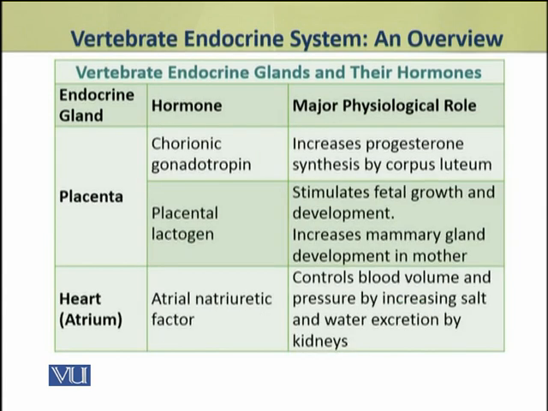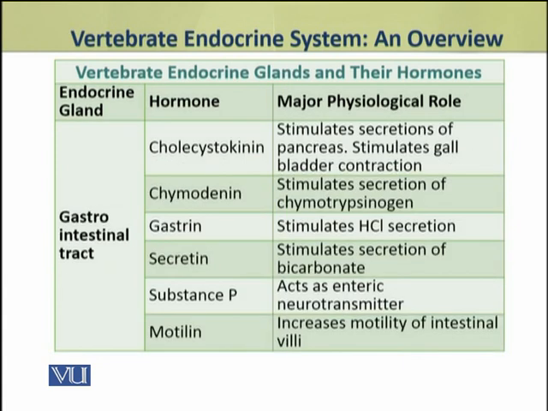Dear students, the placenta, which develops during fetal development, also produces many hormones. The two major hormones produced by the placenta are chorionic gonadotropin and placental lactogen. Dear students, the heart is a pumping organ, but its atrium also produces an important hormone which is called atrial natriuretic factor that controls blood volume and pressure. Dear students, the gastrointestinal tract also produces many hormones. These hormones include cholecystokinin, chymodenin, gastrin, secretin, substance P, and motilin. Many of these regulate the secretions of digestive juices and enzymes.